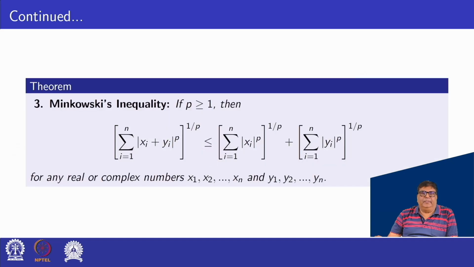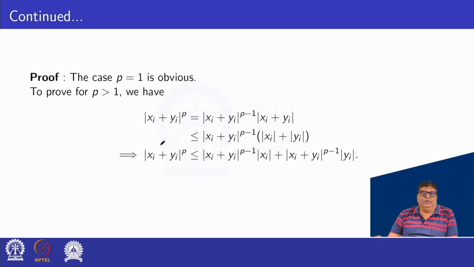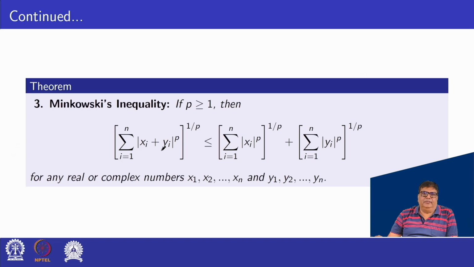To prove this, for p is equal to 1, the case is obvious, because here summation mod xi plus yi less or equal to mod xi plus mod yi.